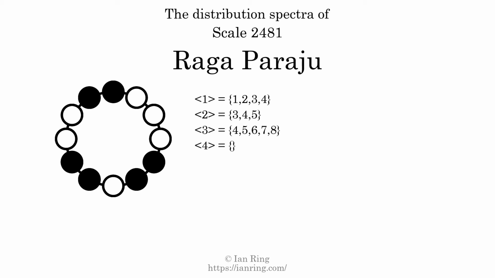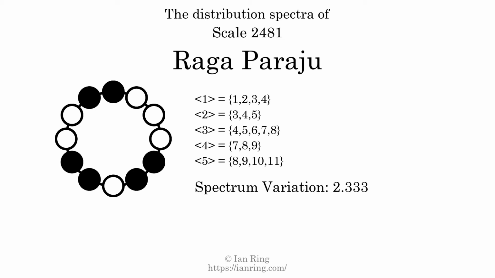The generic interval of 4 scale steps comes in 3 different specific interval sizes: 7 semitones, 8 semitones, and 9 semitones. The spectrum width of this generic interval is 2. And finally, the generic interval of 5 scale steps comes in 4 different specific interval sizes: 8 semitones, 9 semitones, 10 semitones, and 11 semitones. The spectrum width of this generic interval is 3. The spectrum variation is the sum of all the widths, divided by the number of tones.